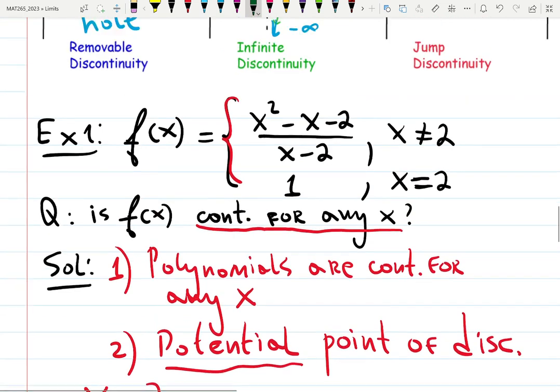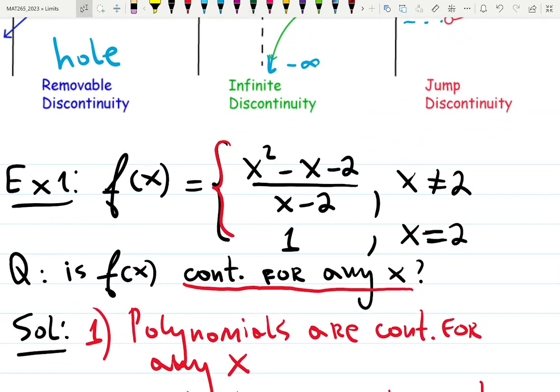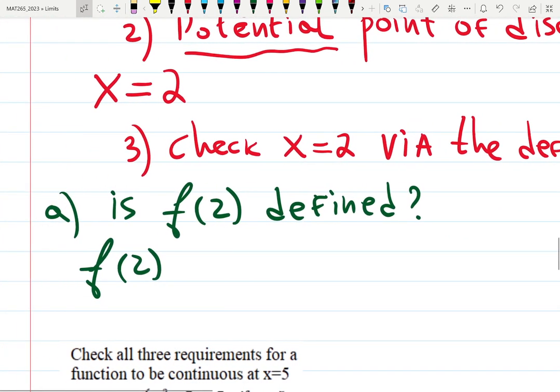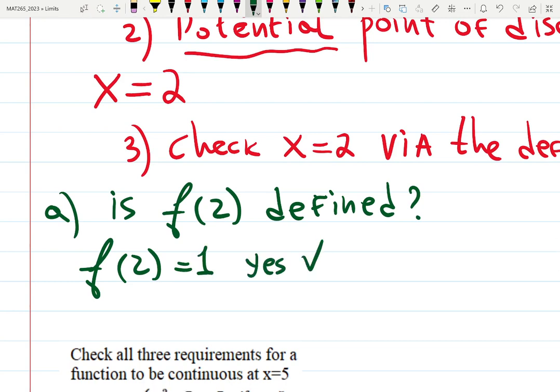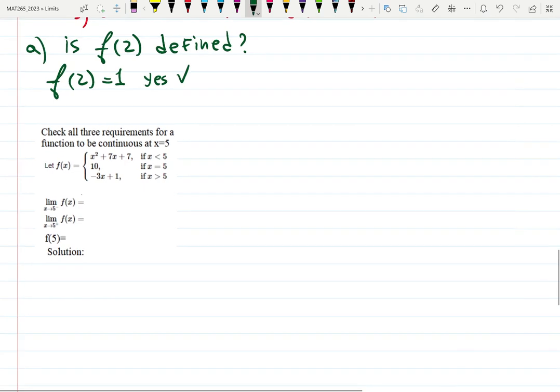Okay, let's answer the question. What is f of 2? Do you understand that? F of 2 is right in front of you. It's 1. Yeah. So the answer is yes. Check mark. First one, we passed this one.